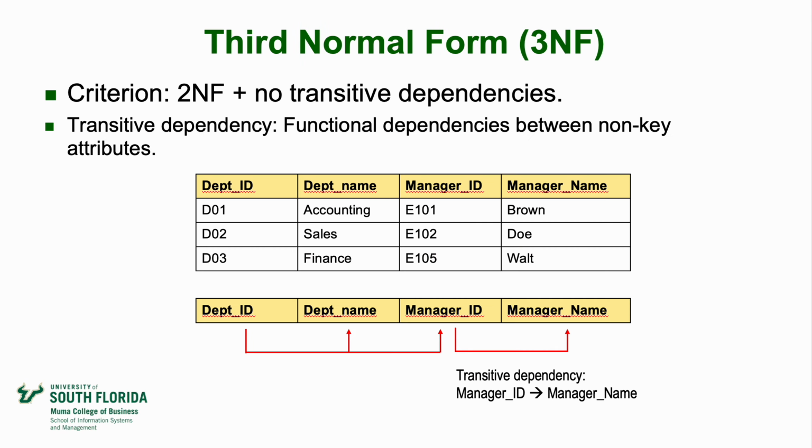In order for a table to be in third normal form, it has to be in second normal form, and it should not contain any transitive dependencies. Transitive dependencies occur when there are functional dependencies between attributes that are not part of the primary key. This example is a violation of third normal form. After all, the value of manager ID allows you to determine the value of manager name.